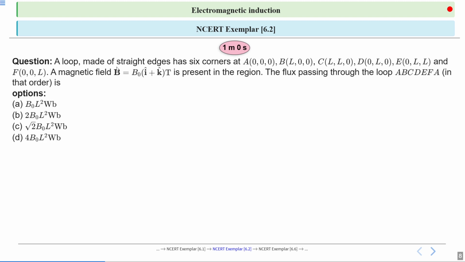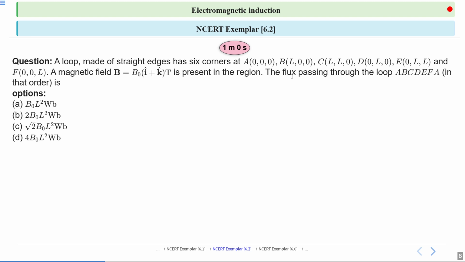A magnetic field B equals B naught (i cap plus k cap) is present. i cap is the unit vector of the x-axis, and k cap is the unit vector of the z-axis. There is no unit vector of the y-axis. So in which region does the magnetic field exist? In the xz plane. So B equals B naught (i cap plus k cap) Tesla is present in the region.